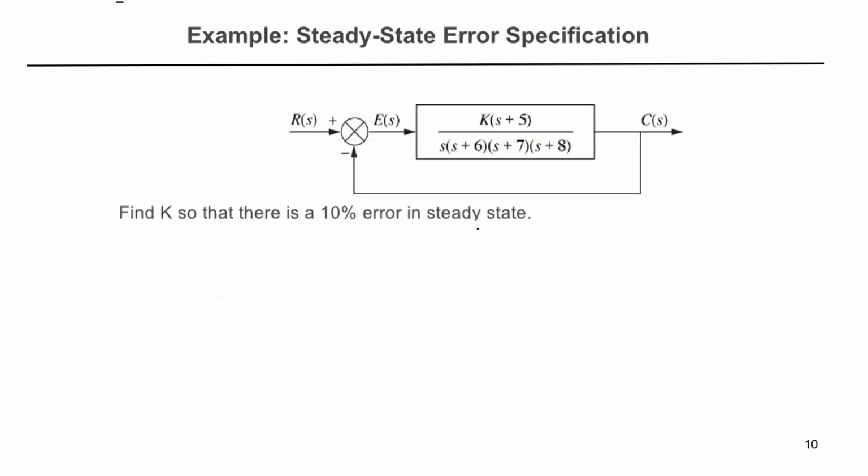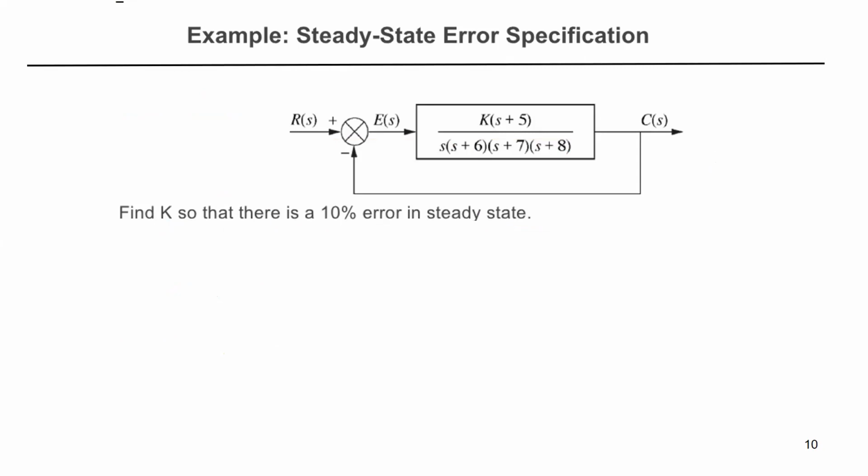Now let's take one final example. I have this Type 1 system, and say: find K so that there is 10% error in the steady state.